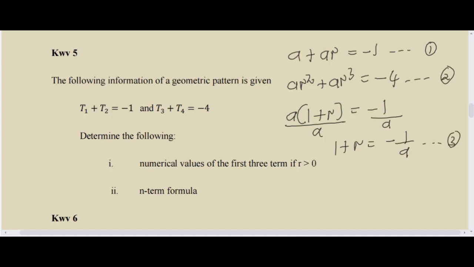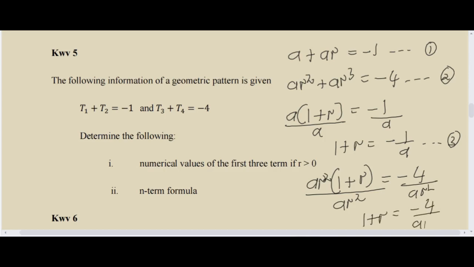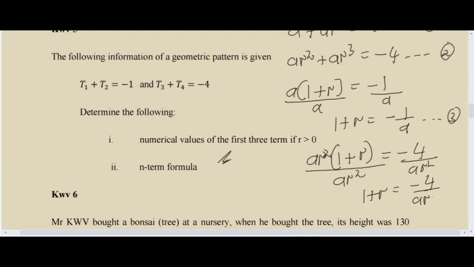Now let's work with equation number 2. The common factor in equation number 2, as we can see, is AR squared. If we factor out AR squared, we are left with 1 here, then we are left with only R, because we have R cubed. Then negative 4. Now let's also make 1 plus R the subject of the formula. So let's divide both sides by AR squared. So that means we have 1 plus R is equal to negative 4 over AR squared. Then let's call this equation number 4.